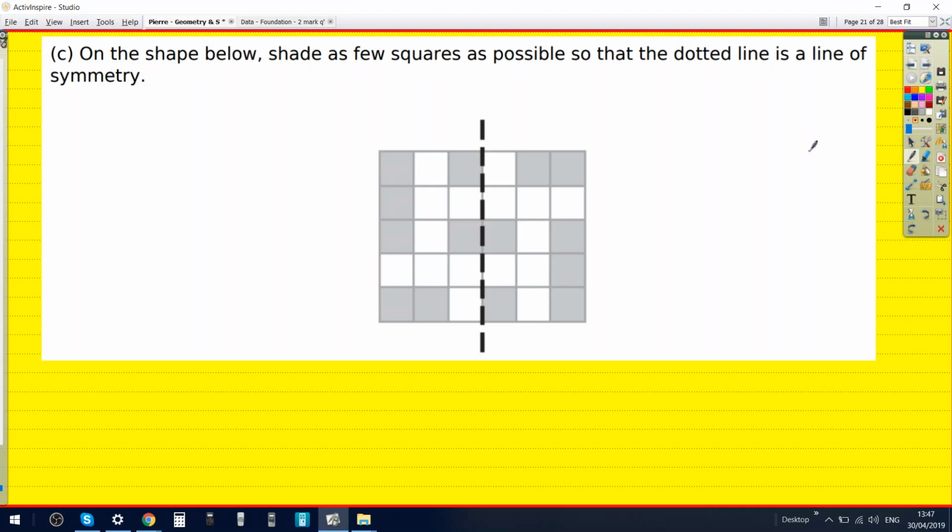All right, let's try this. Shade as few squares as possible. So the dotted line. As few lines as possible. As few squares as possible.